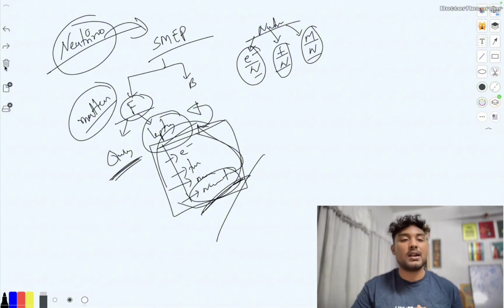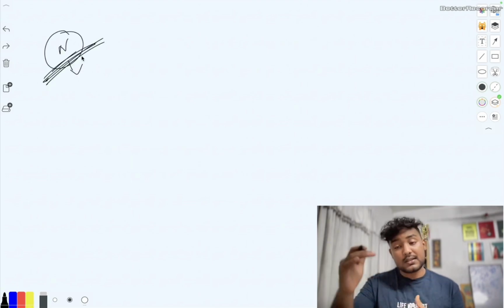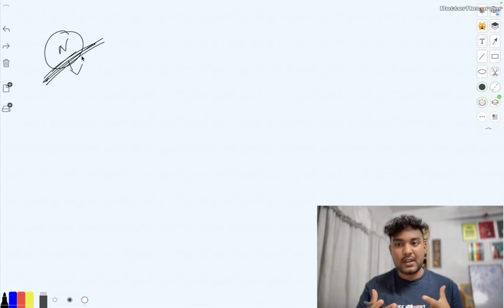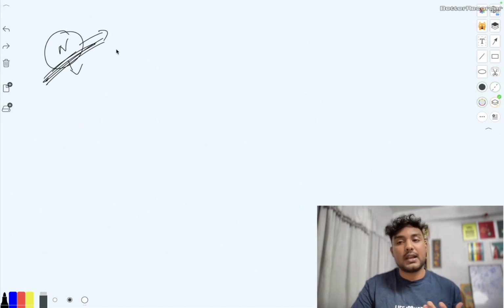So why are we learning about the neutrino? We should learn about it because neutrinos have certain properties which are very ghostly. For that reason, neutrino particles are said to be ghost particles, because they are hard to detect.